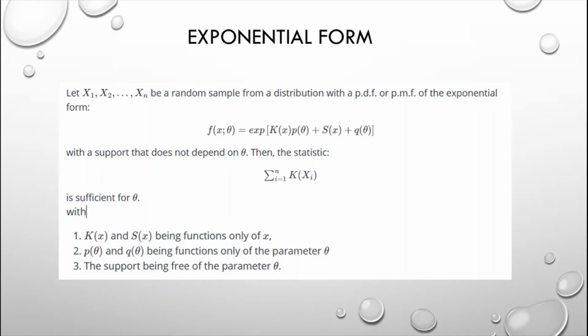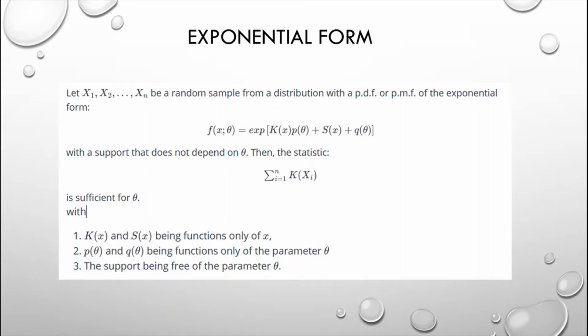All right, so let's get into the exponential form to determine the sufficient statistic. The exponential form says: let x1 through xn be a random sample from a distribution with a PDF or a PMF of the exponential form. You need to memorize this form, so that when you are trying to identify a sufficient statistic, you can play around with your expressions until you get to that form.